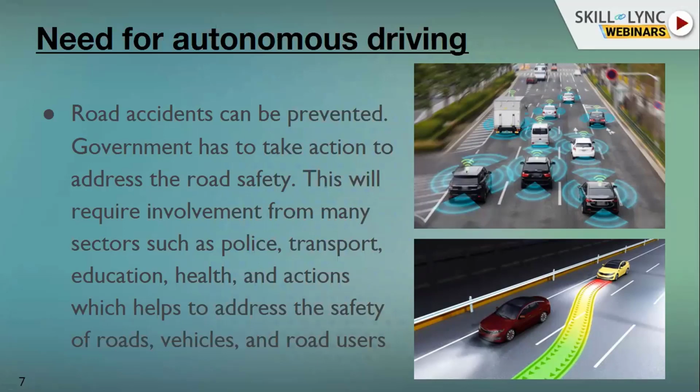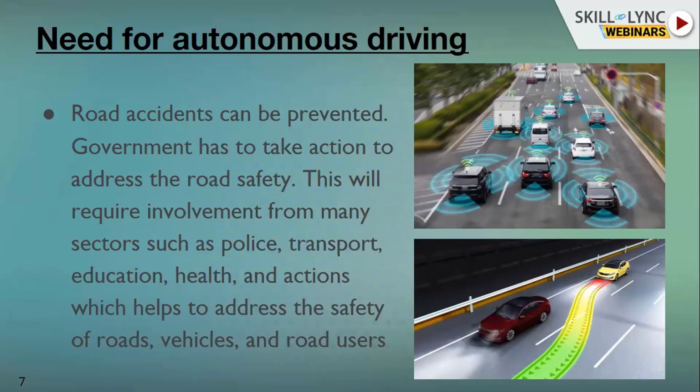As you see, road accidents are causing more deaths and injuries; it's going to be the seventh leading cause. In order to prevent this and minimize road accidents, we need improvement in many sectors, such as police, to get stricter traffic rules; transportation, in the automotive industry; education, where we have to educate the road users; and health, and actions, what type of action we need to take if it happens.